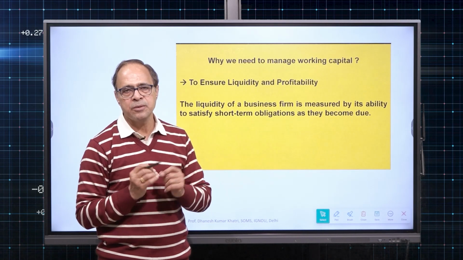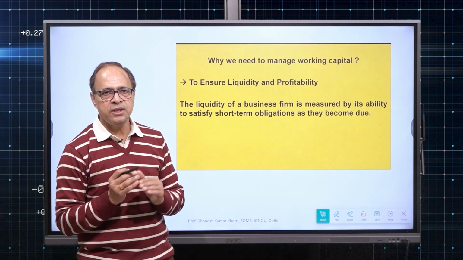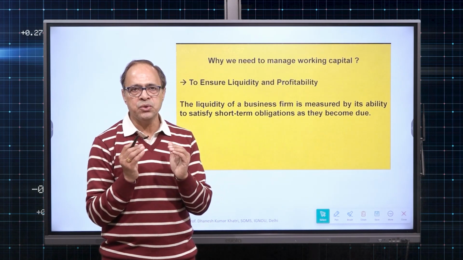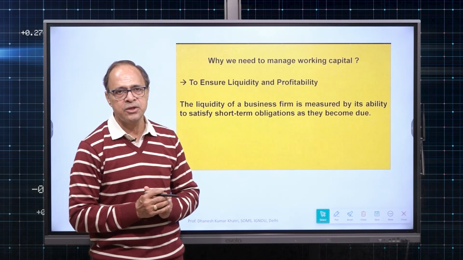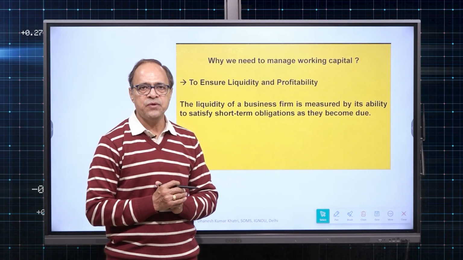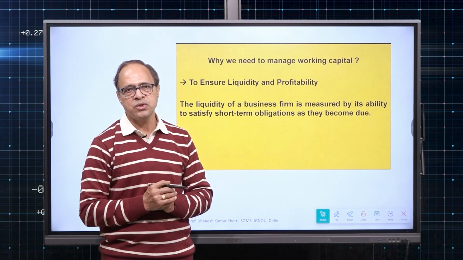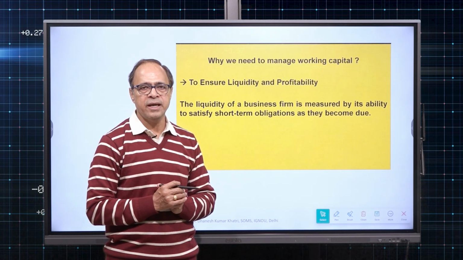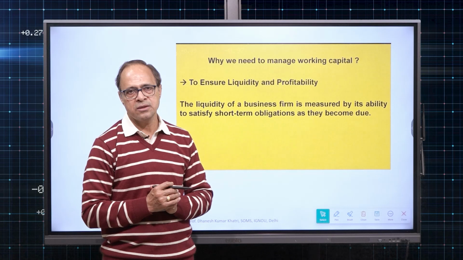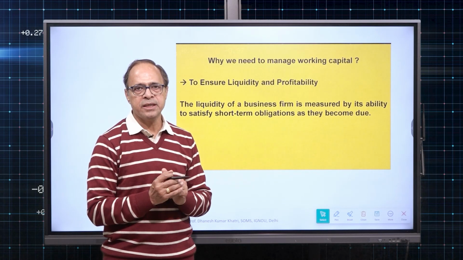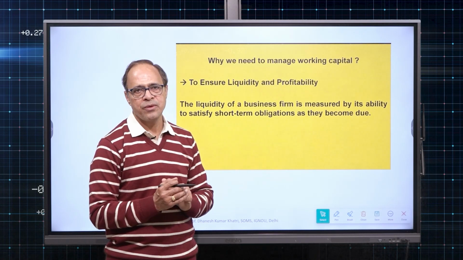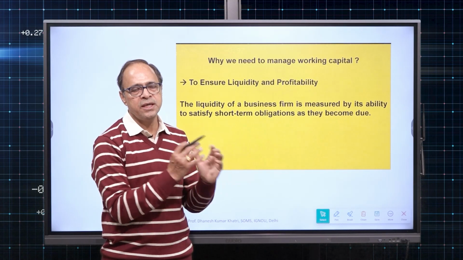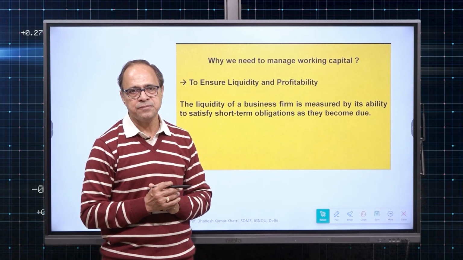Now what is the liquidity profitability trade-off? With reference to working capital, liquidity means ensuring that we have sufficient availability of raw material, we have sufficient availability of finished goods so that we never say no to a customer. We have sufficient raw material and ancillaries so that operating activities can continue smoothly. That is ensuring liquidity, and that can come only through efficient working capital management.